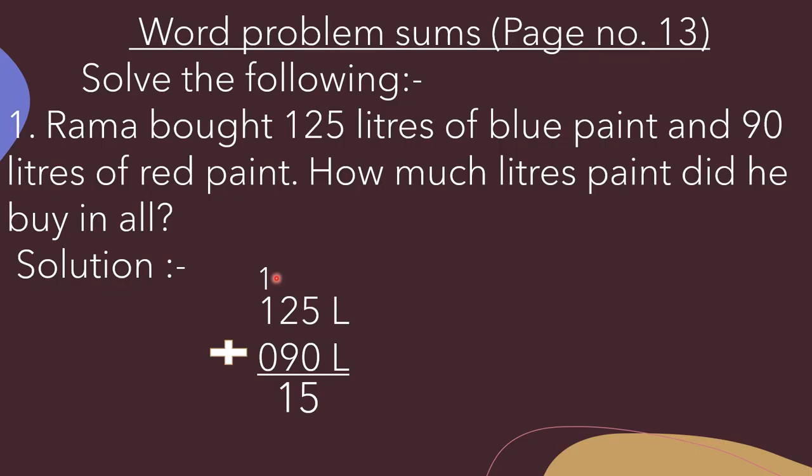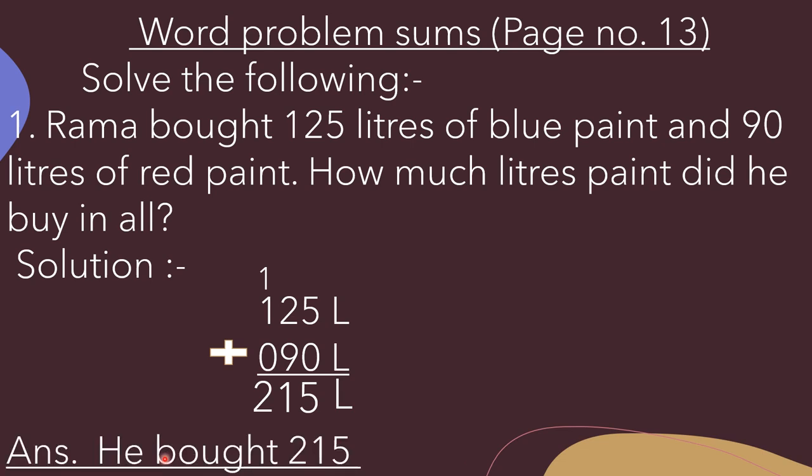Okay. Now we have to add these two numbers. 1 plus 1, that is equal to 2, and 2 plus 0, that is also equal to 2. So here we will write 2. Okay. Now we have to write the unit and here the unit is liters. Okay, so how we can write its answer? That is, he bought 215 liters paint in all.